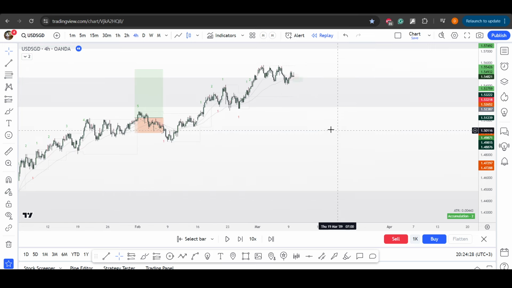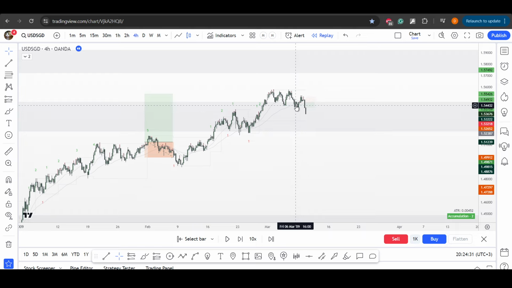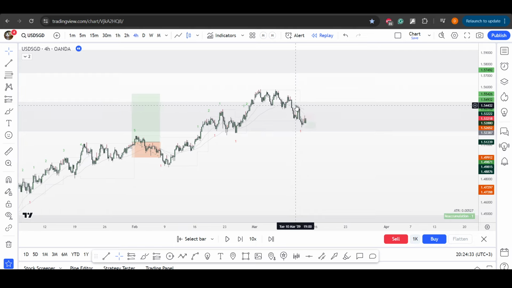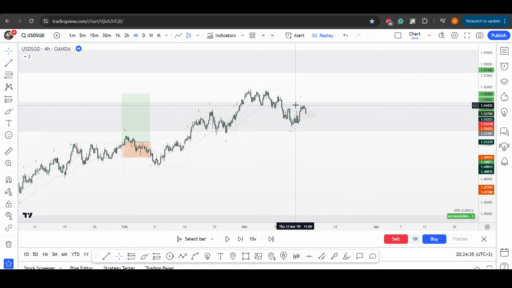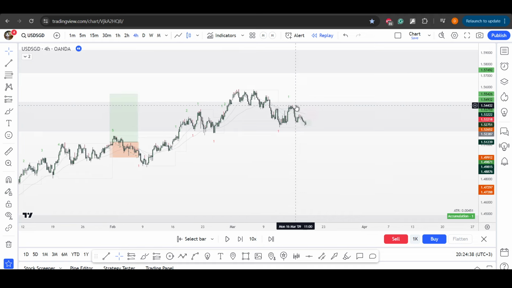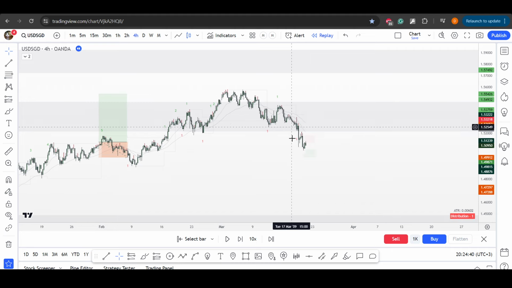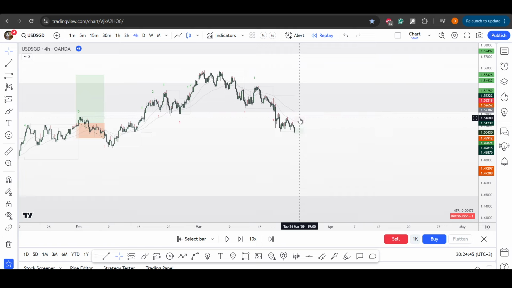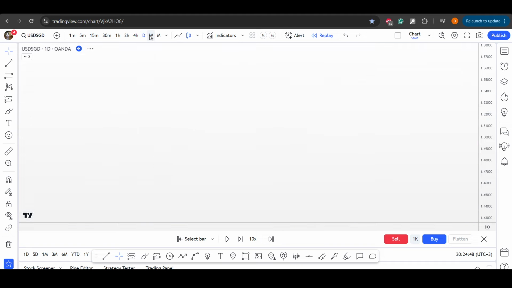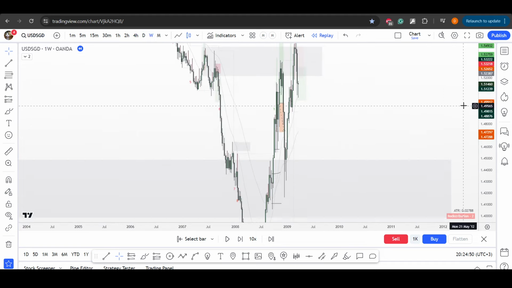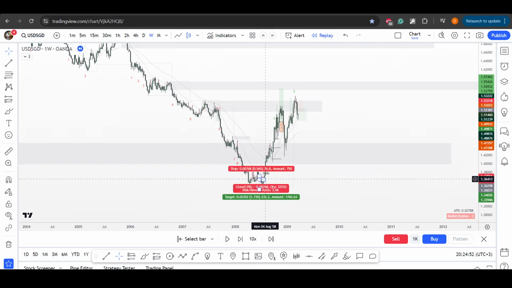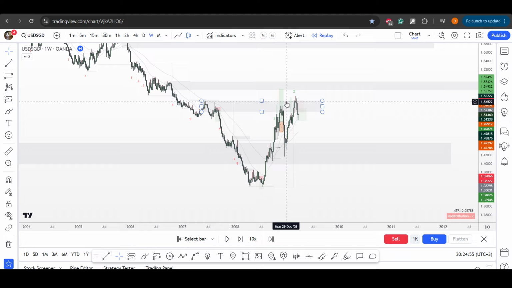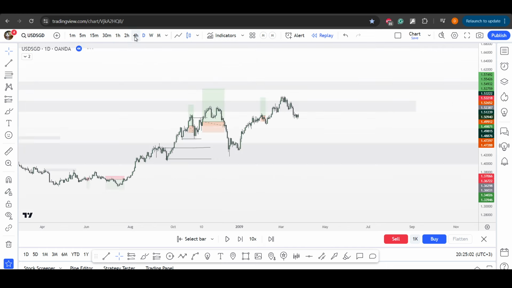We need some pullback here or range price action. So we have a pullback, a deeper pullback. And now moving to the downside. Moving to the downside in confluence with the weekly swing, but again, this bullish price action that is acting against the bearish swing is pretty strong.